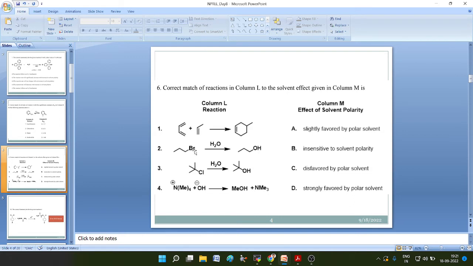And this is a very simple reaction, again a substitution reaction, where bromine is substituted with an alcohol, OH group, from water.